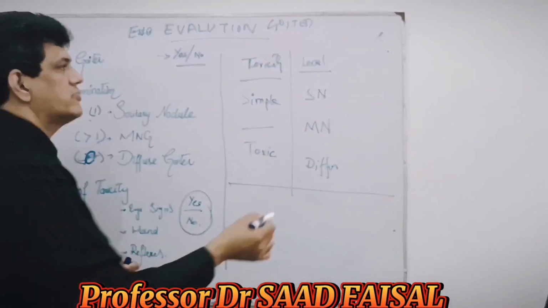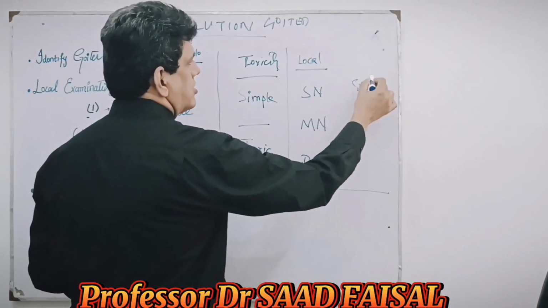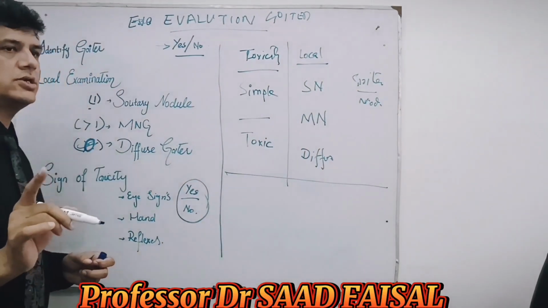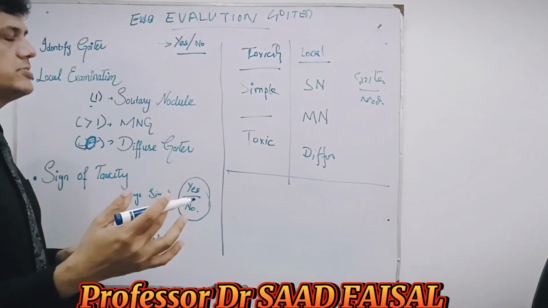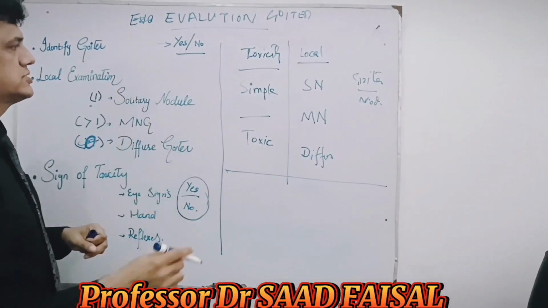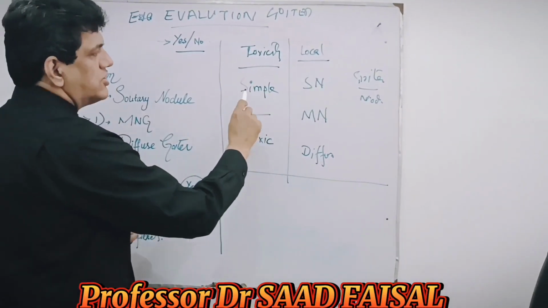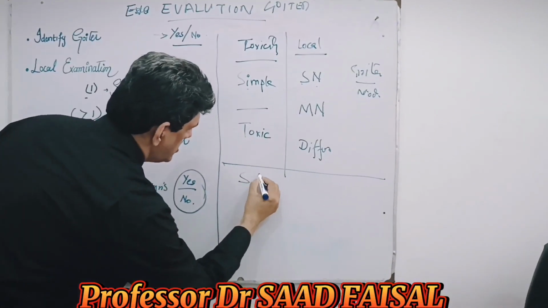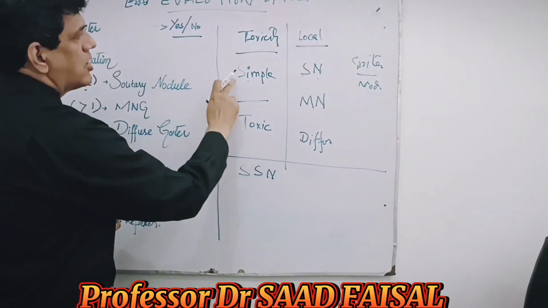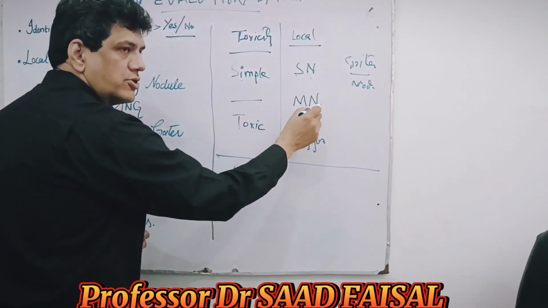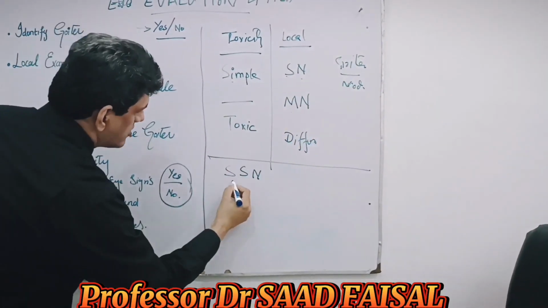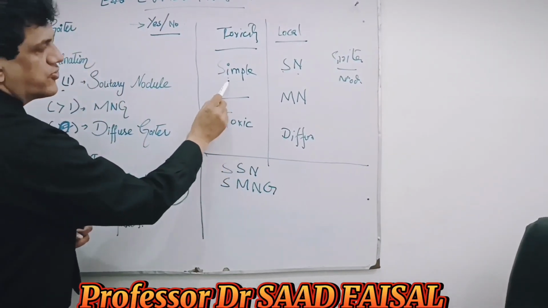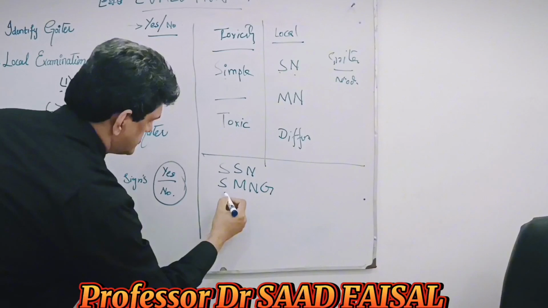Right? So we use the term goiter or nodules. Now can you repeat with me, or tell me what the possible diagnoses are? The possible diagnoses are simple solitary nodule, simple multinodular goiter, or simple diffuse goiter.